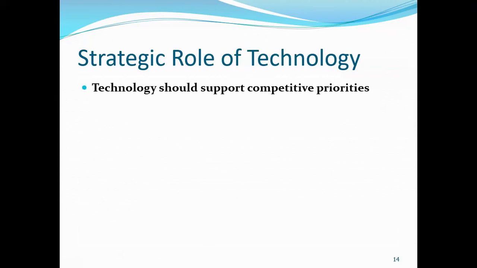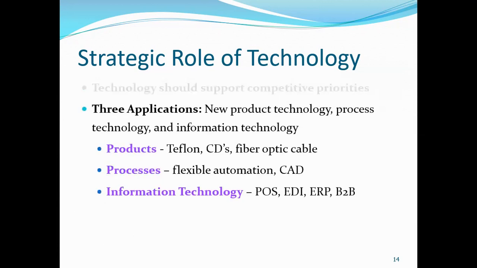So the strategic role for the technology. The technology should support the competitive priorities. Whatever competitive priorities we want to focus on, we should get the matched technology. For example, there are three types of applications: the new product technology, the process technology, and information technology.